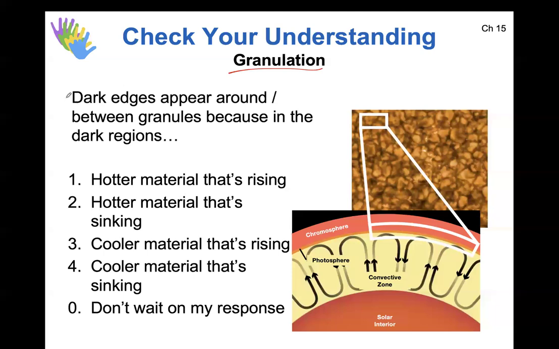So with that in mind, go ahead and answer this question. Dark edges appear around or between, depending how you think about it, granules because in the dark regions, hot material is rising, hot material is sinking, so it has something to do with convection, cooler material is rising or cooler material is sinking. So what makes the dark spots? Which of these four? What do you think it is?